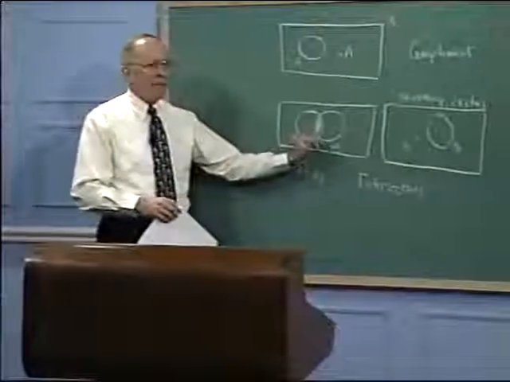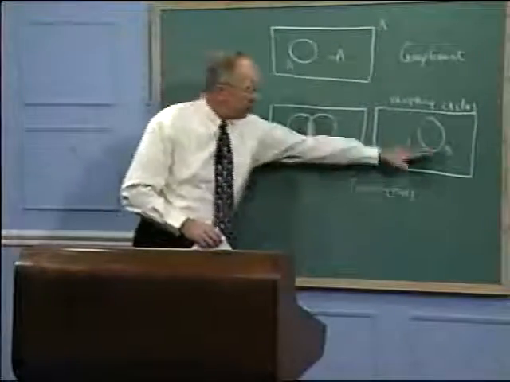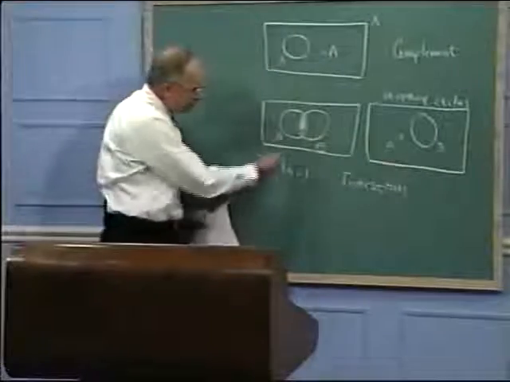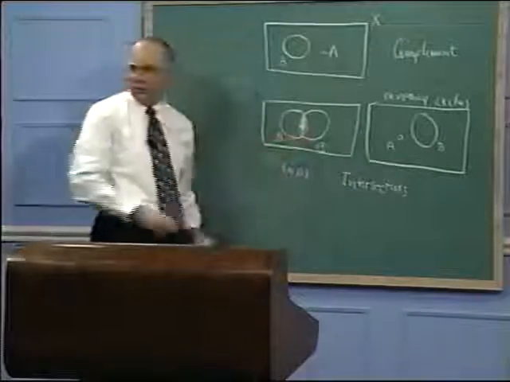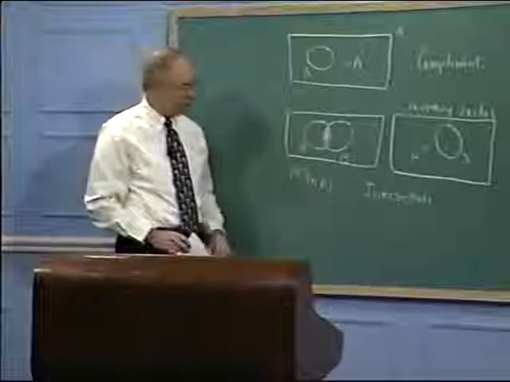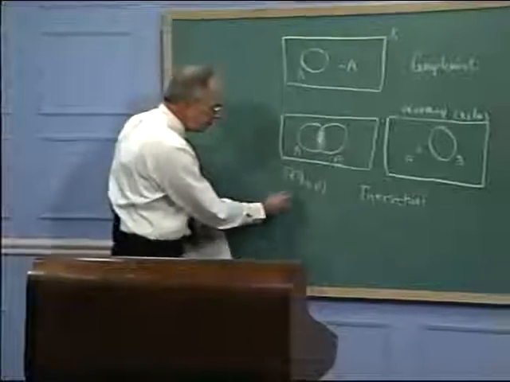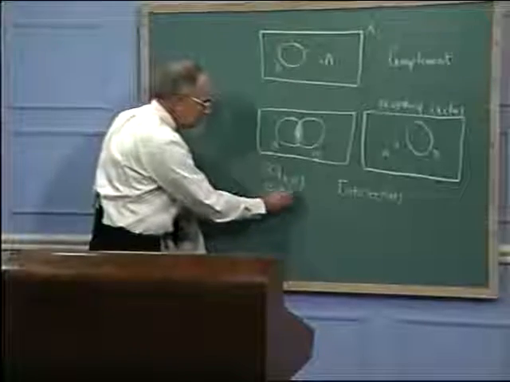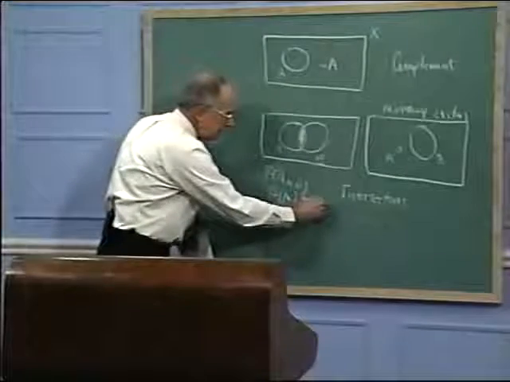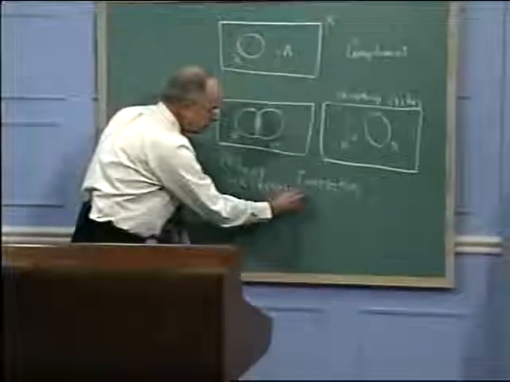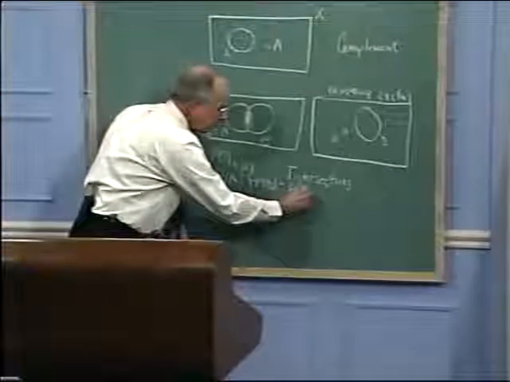See, if I add these up and they're not mutually exclusive, I have to realize that I'm double counting this area that's in common. So in fact, what I have to do is I can say this is equal to the probability of A plus the probability of B, but I have to subtract off the probability of both of them happening.